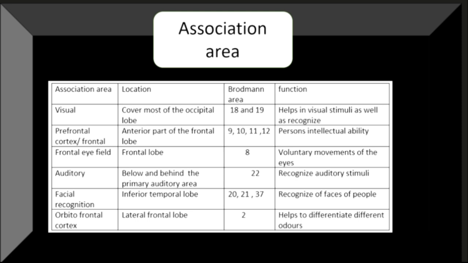The prefrontal cortex is present in the anterior part of the frontal lobe. It is an important area, next to vision. This will help in the recognition of a person's intellectual abilities.